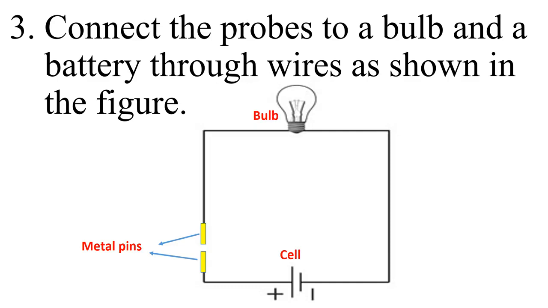Students, this is the circuit diagram where we have connected a cell and a bulb with connecting wires, and the two metallic pins are also a part of this circuit. These metallic pins or clips are acting as the probes.